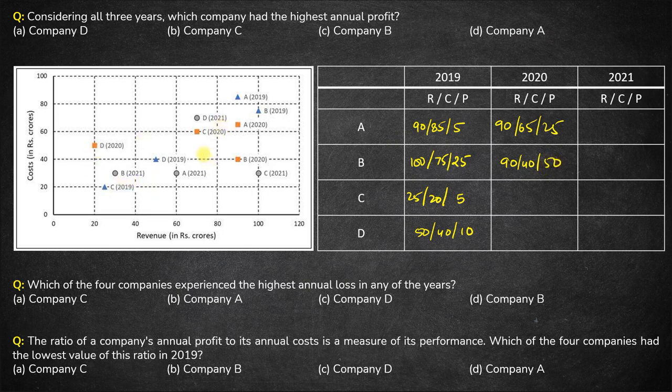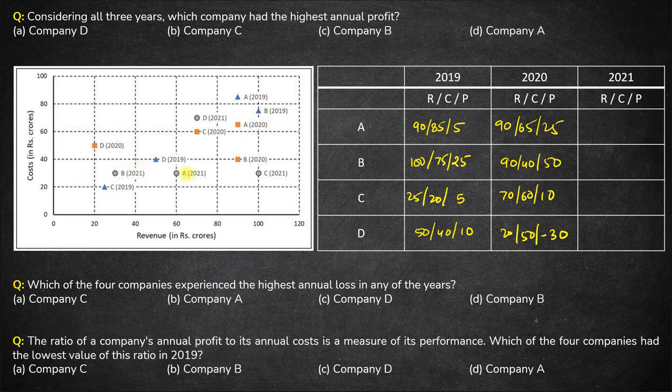For C, we have a revenue of 70 and the costing of 60. So 70 minus 60 is 10, right? Then you have for D, the revenue is 20 and the cost is 50. So 20 minus 50, that means a loss of 30. So we have a loss for D in 2020.